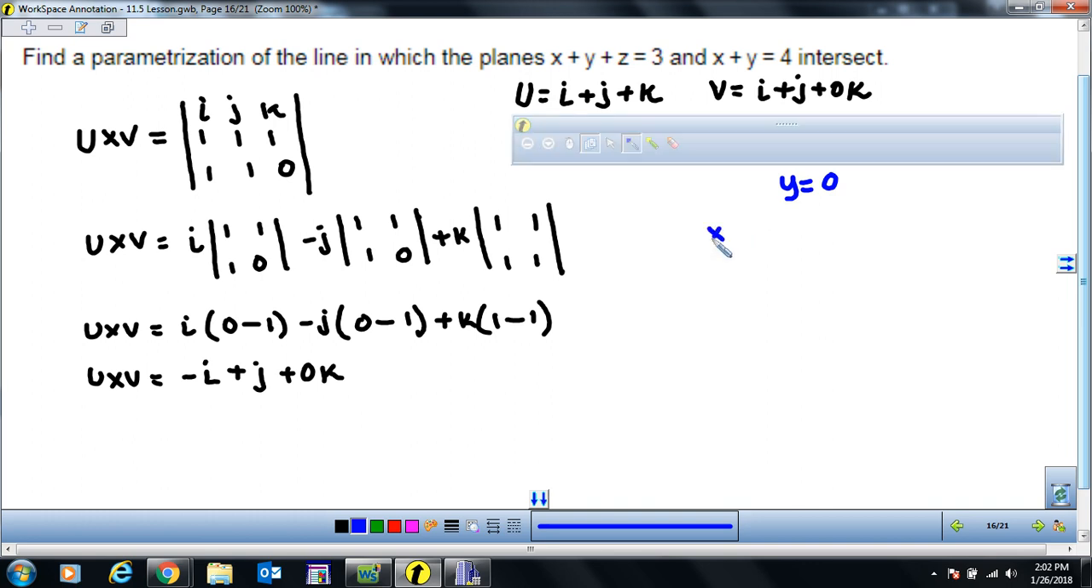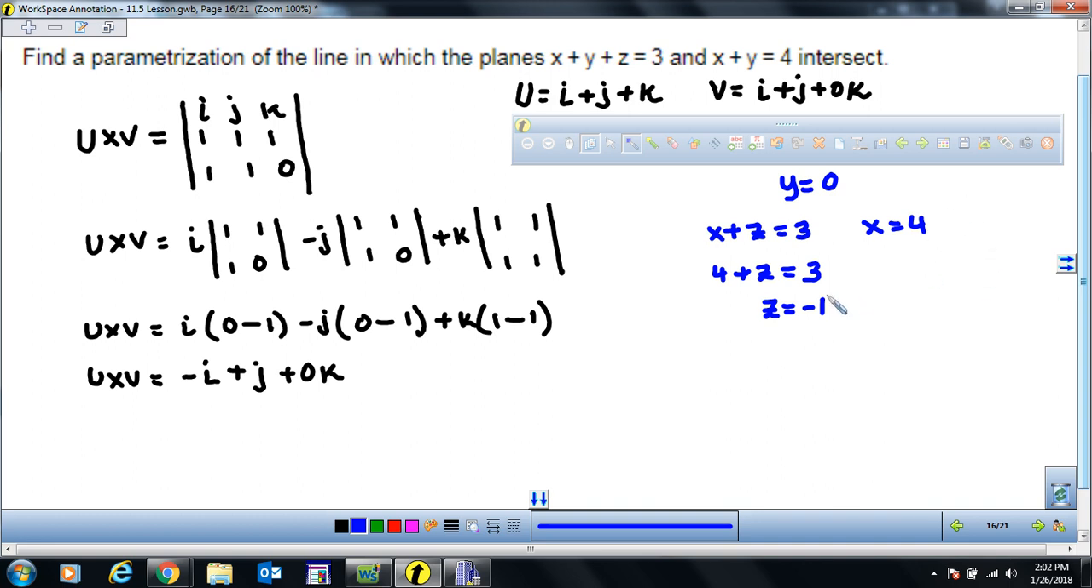Then we're going to get x plus z equals 3 for the first one. And if y is 0, we're going to get x equals 4 for the second one. Since we already know that x is equal to 4 from the second, we're going to substitute it right here to find the value of z using the first equation. So 4 plus z equals 3, so z equals negative 1.